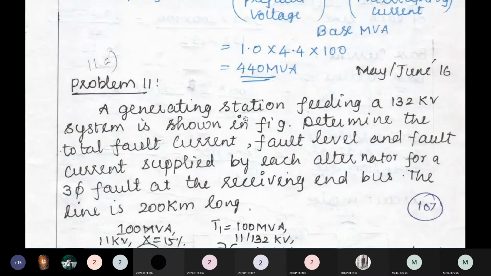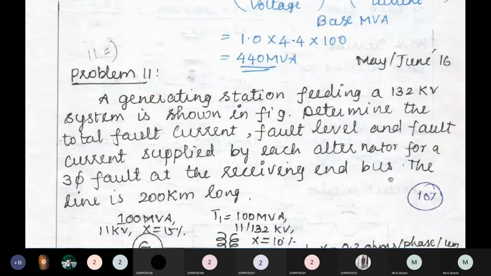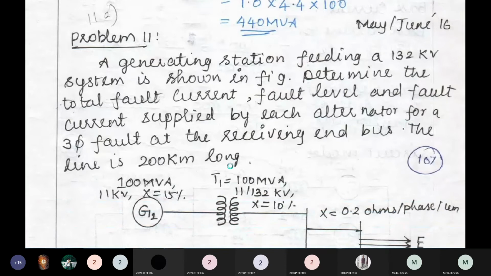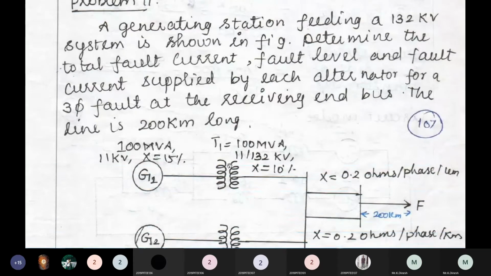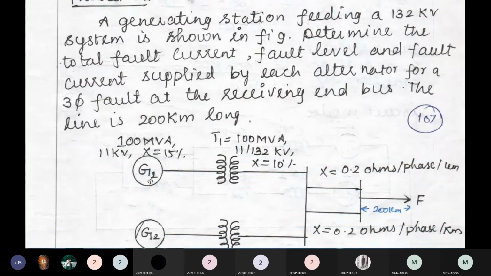So a generating station feeding a 132 kV system is shown in the figure. Determine the total fault current, fault level, and fault current supplied by each alternator for a 3-phase fault at the receiving end bus. So the line is 200 km long. So the diagram is given. This is a generating station feeding a 132 kV system.